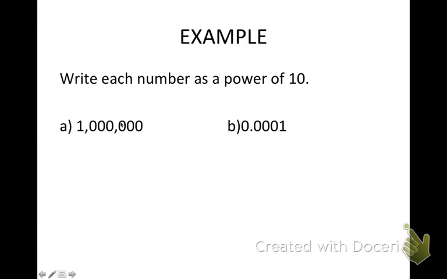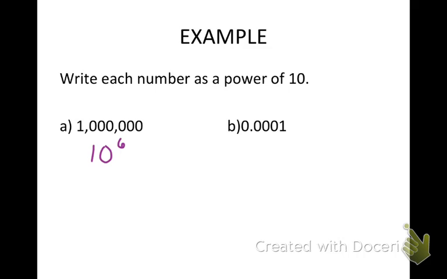All right, so now let's do the reverse. Just count the zeros. So now I'm going to give you the number, and now we're going to rewrite it as a power of 10. So our first number is 1 million. So it's going to be 10 to the 6th power, right?